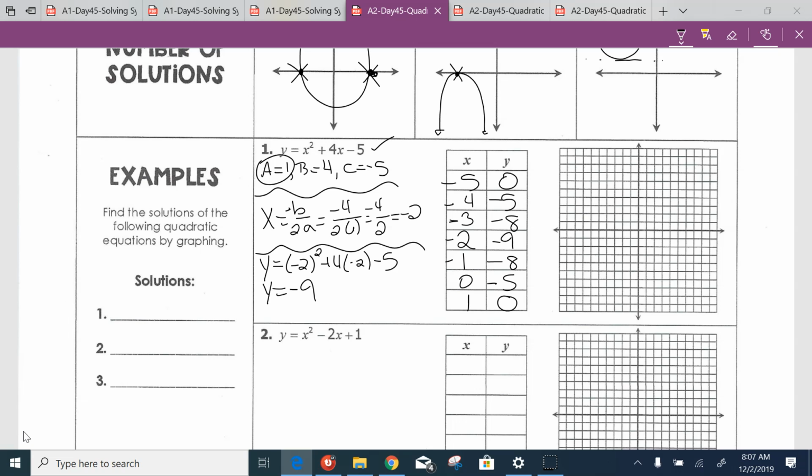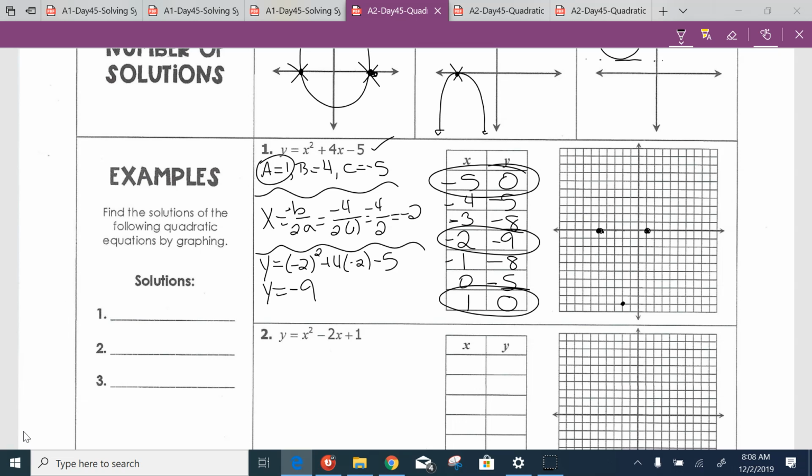I know my vertex, which is right here, is at negative 2, negative 9. So that's going to be right there. And then I have my two x-intercepts at 1, 0. So here's the right side of my parabola. And my far left side one's at negative 5, 0, 1, 2, 3, 4, 5. And then I have all the points in between.